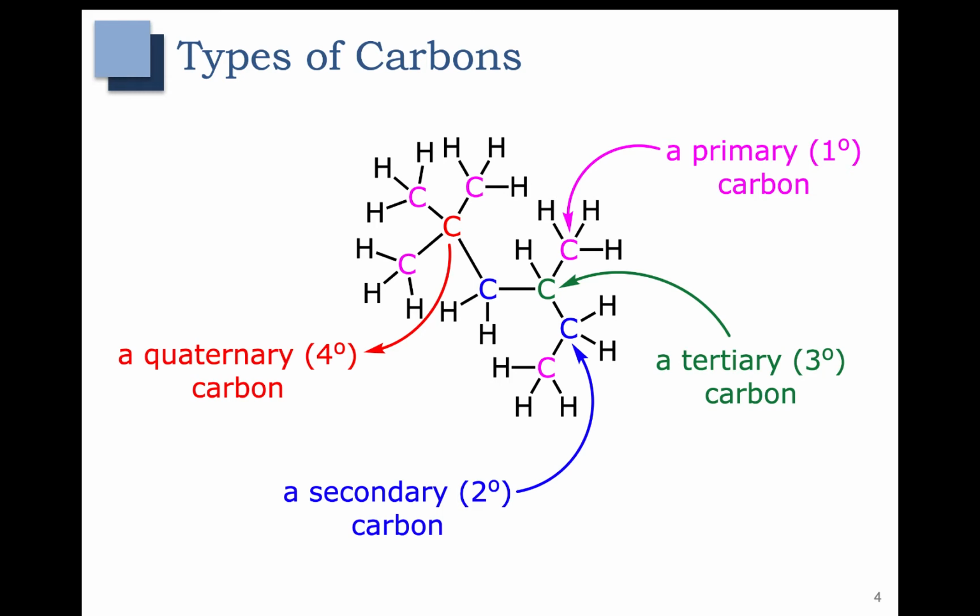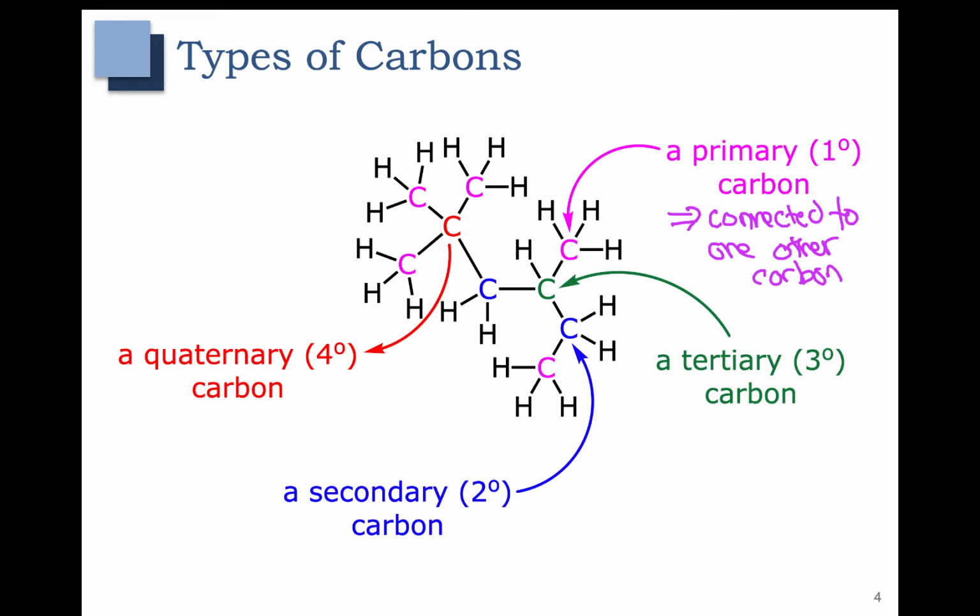You can see a primary carbon here. Primary can be designated by the one with the little degree sign there. A primary carbon is connected to one other carbon. If you look at all of the examples here, this carbon here is connected just to green carbon. This carbon down here is connected just to blue carbon. And these three carbons up here are just connected to that red carbon there. So each of those are only connected to one other carbon, which makes them primary.